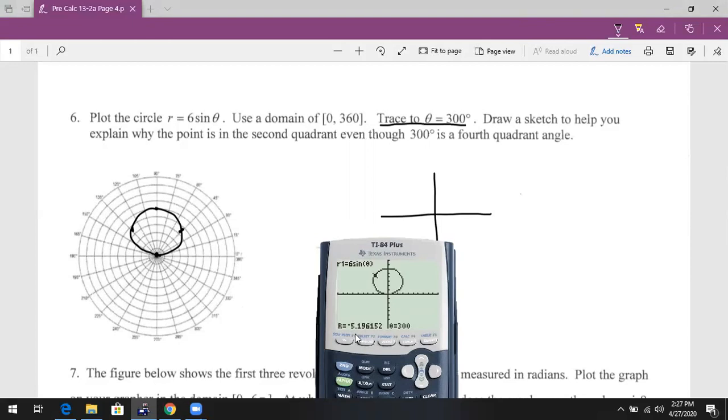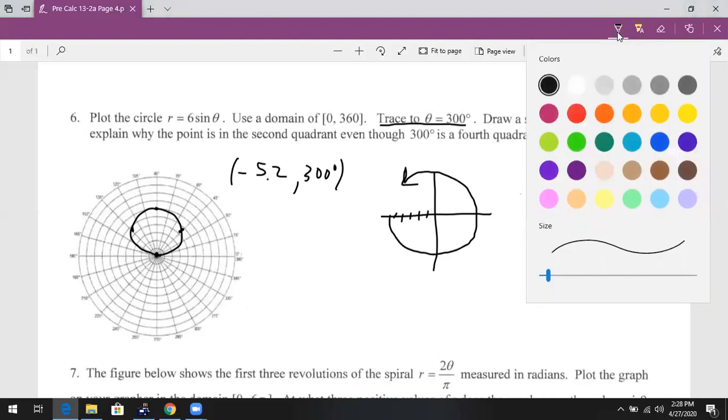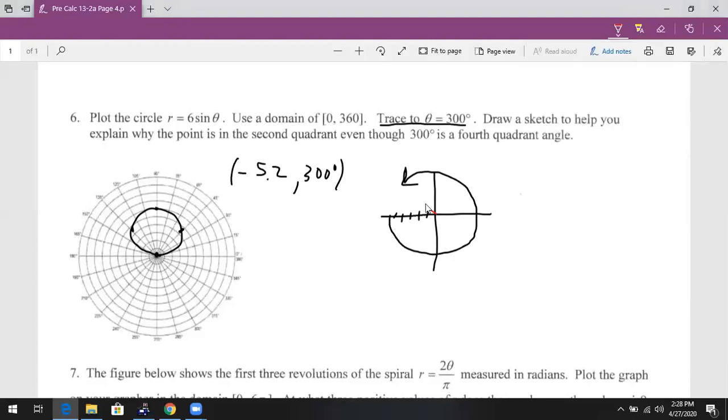We ended up with about negative 5.2, 300. This is essentially what it was. So my sketch that's going to show why I ended up in quadrant 2, even though 300 is a fourth quadrant angle, is that I started here at negative 5.2 and rotated 180, 270, essentially 300 to get to here.